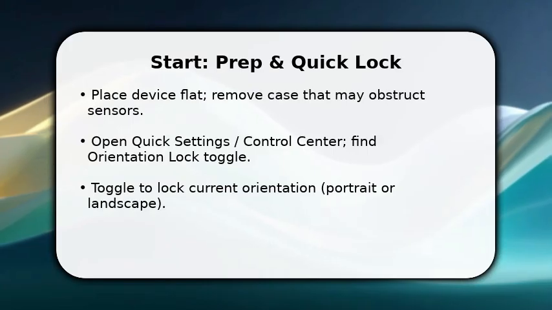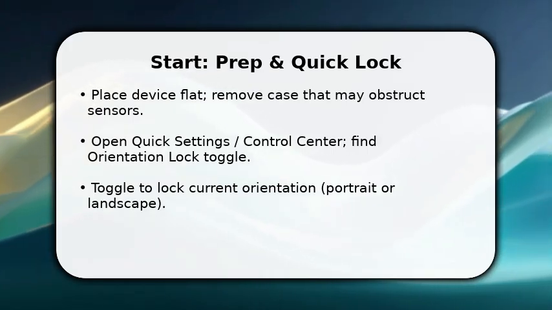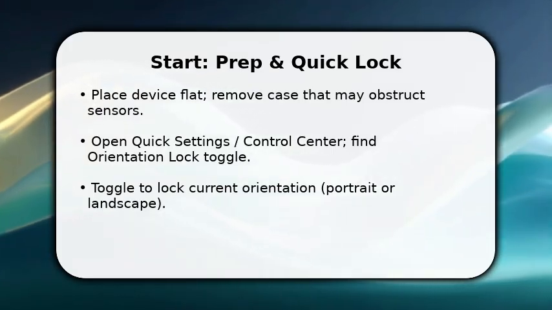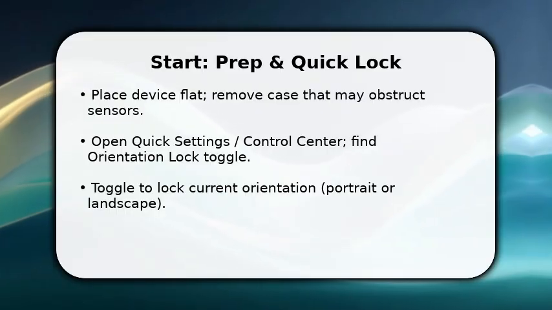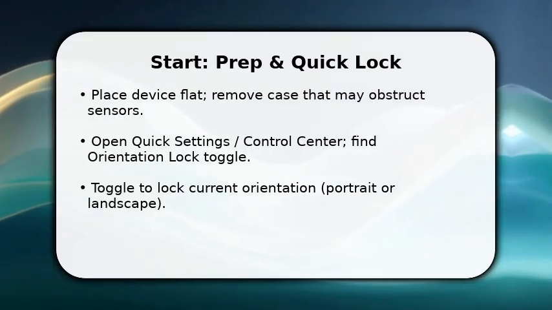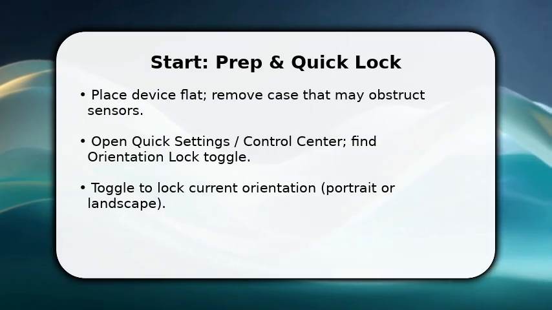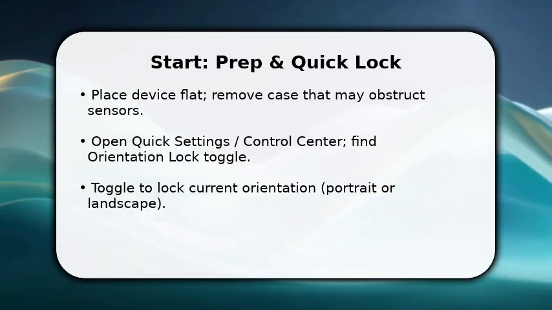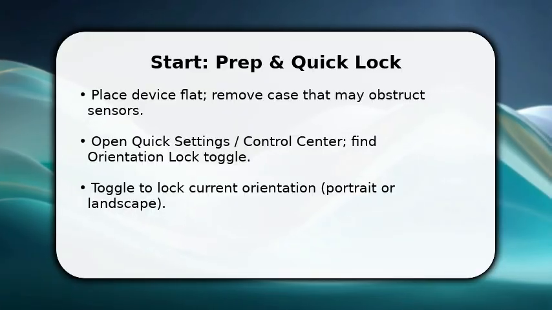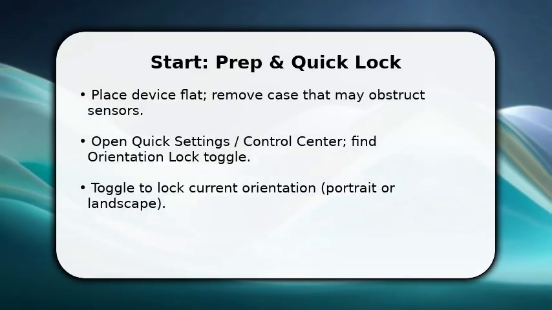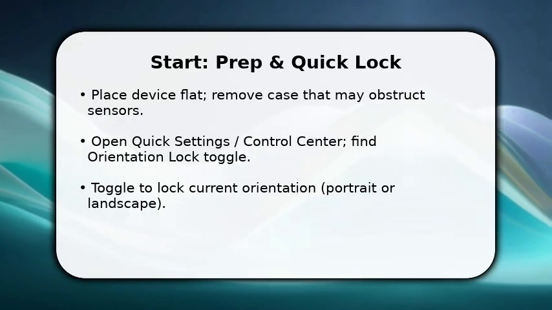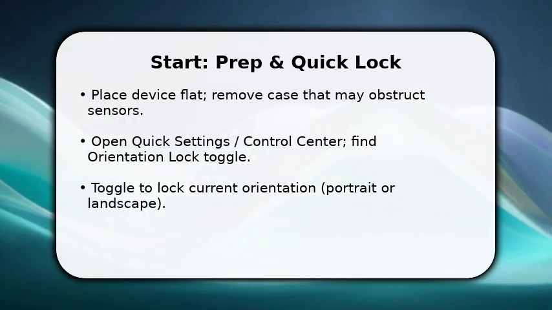Place the device on a flat surface and remove any case that might block the sensor. Open Quick Settings or Control Center and locate the Orientation Lock toggle. Tap it to lock the current orientation, portrait or landscape, so the screen stops rotating automatically. This immediately prevents unwanted movement because it disables automatic sensor-based rotation.